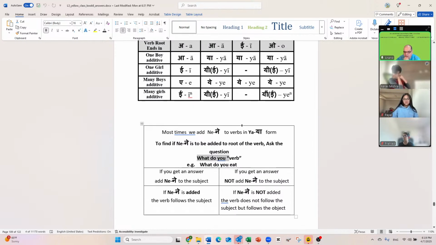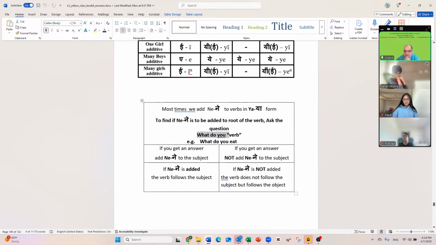Let's first take khana, which is to eat. If you ask the question, what did you eat, Prahlad, do you get an answer? If you ask somebody, what did you eat, will you get an answer? Yes. If you get an answer, then you'll add ne. But if the verb is to come, which is aana, Payal, if I ask the question, what did you come, will you get an answer? No. Then you will not add ne.